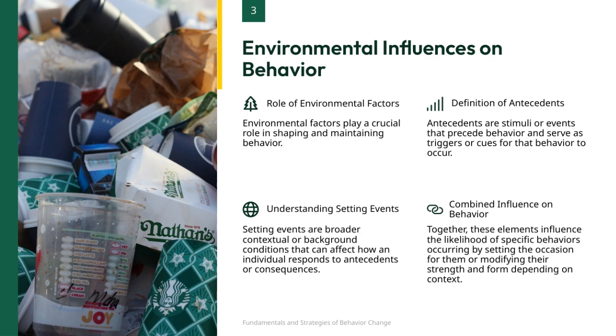When we talk about antecedents, we're referring to the specific stimuli or events that happen right before behavior, acting as signals or prompts that trigger that behavior. Then there are setting events, which are broader background conditions. These might not directly trigger behavior, but influence how a person reacts to those antecedents or consequences. Together, antecedents and setting events work hand in hand to affect the likelihood of certain behaviors happening. They set the stage, influencing not just whether a behavior occurs, but also its intensity and form depending on the circumstances. Understanding this interplay is essential for effectively analyzing and guiding behavior.